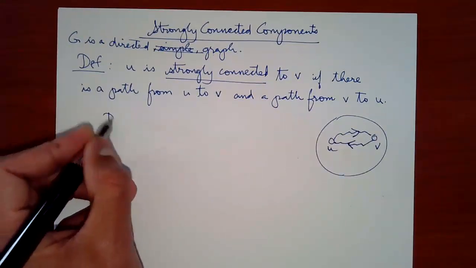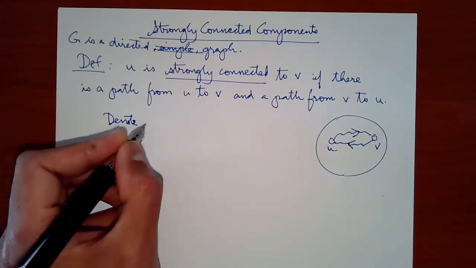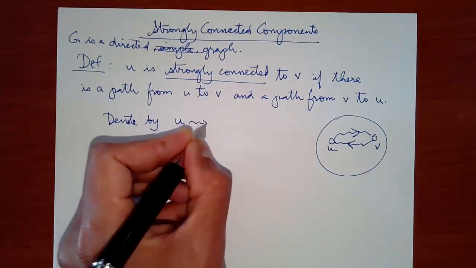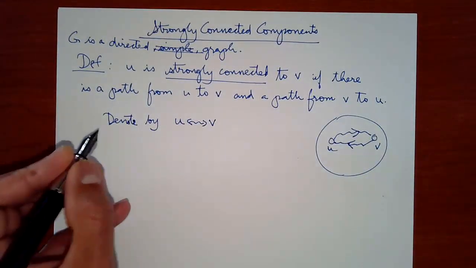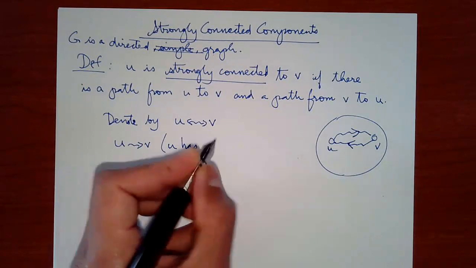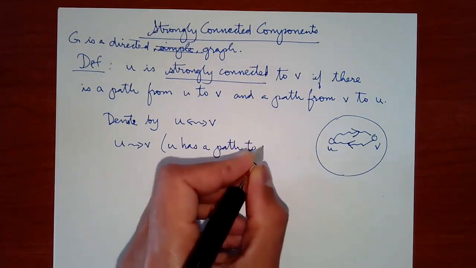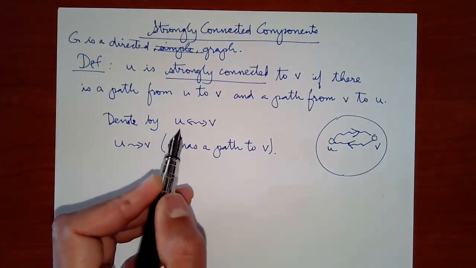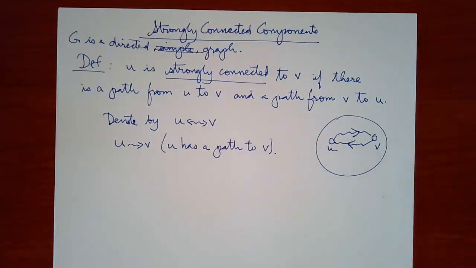Okay, and I'm going to denote this by this sort of double squiggly arrow. And so the single squiggly arrow means U has a path to V. But the double squiggly arrow means that U is strongly connected to V. Does that make sense? Any questions about that? Questions? Okay.